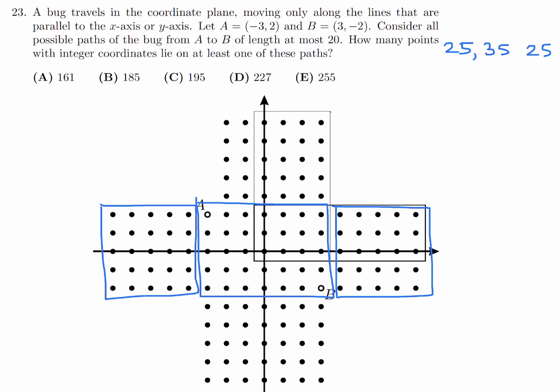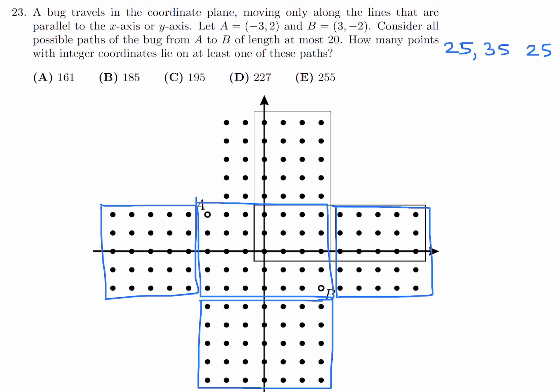But now I can add more. I can go south like this. And that's possible because my length can be at most 20. So for example, 1, 2, 3, 4, and then 5, 6, 7, 8, 9, 10, 11, 12, 13, 14, 15, 16, 17, 18, 19, 20. So those extreme paths are possible.